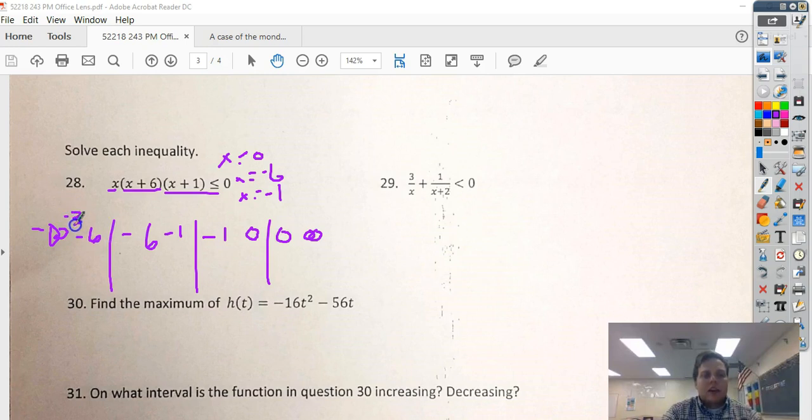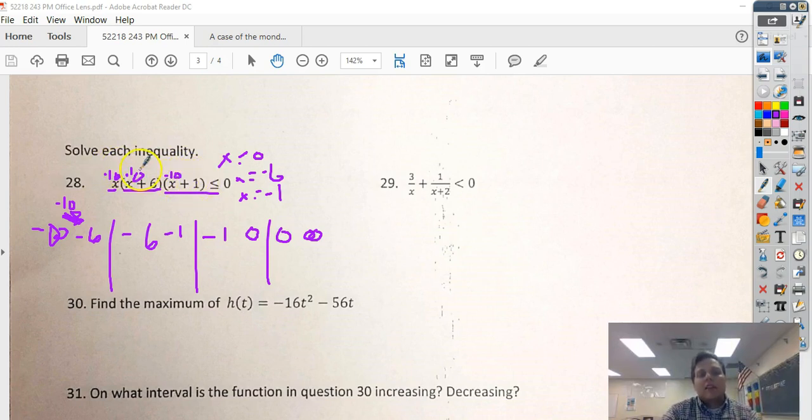Like negative 3. Great. I'm sorry, that was stupid. That negative 3 is not inside there. My apologies. Negative 10. Okay? Plug in negative 10 for x. You get negative 10, negative 10 plus 6, negative 10 plus 1. So you're going to get a negative number times a negative number, because negative 10 plus 6 is still negative, times another negative number, because negative 10 plus 1 is still negative.